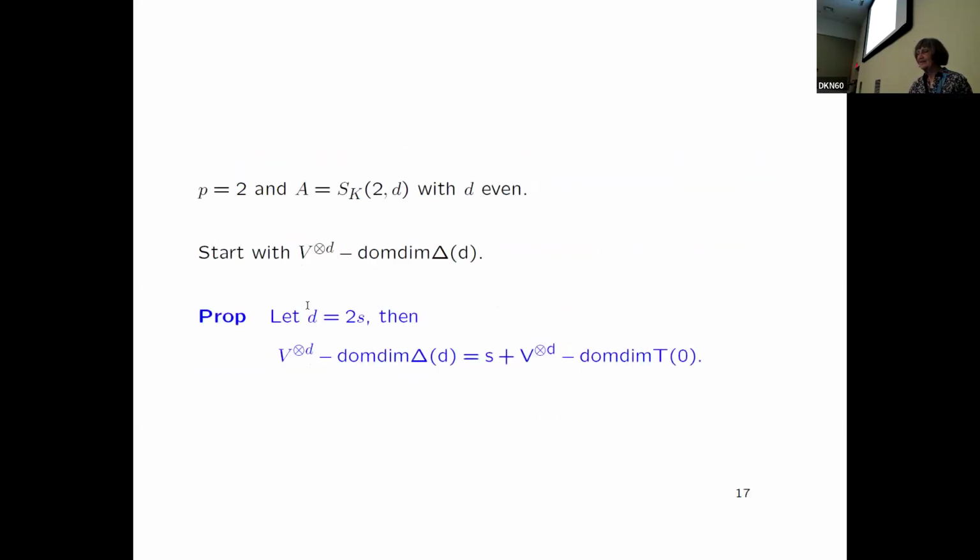Once you know that, then you can do this proposition. And I think after I've done this proposition, I'll probably stop. So you have delta D, where D is 2S, and you wanted here the S and then you wanted T0.